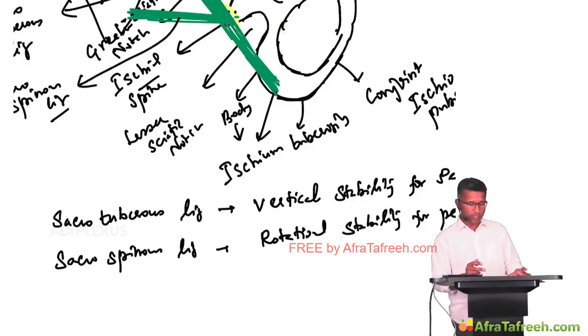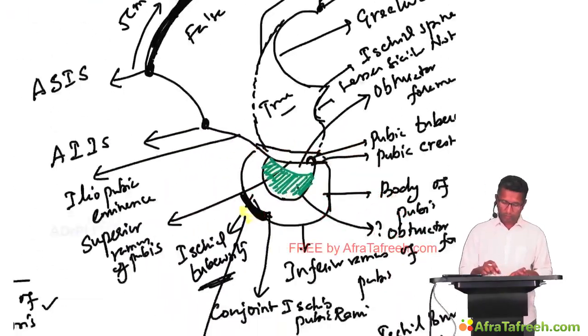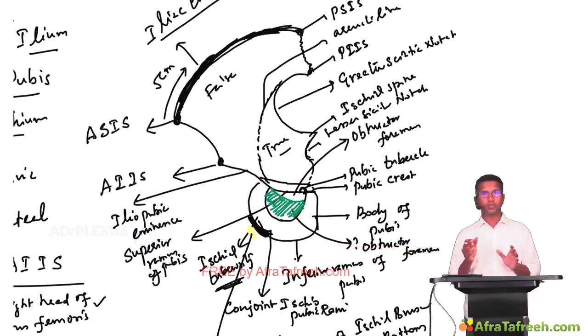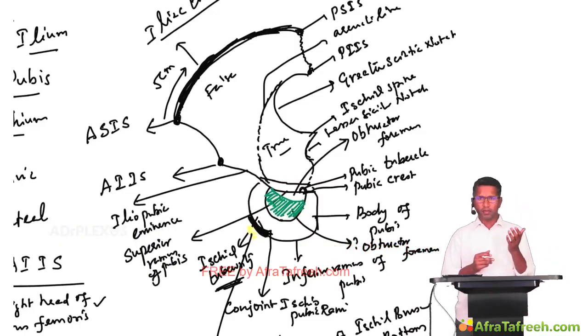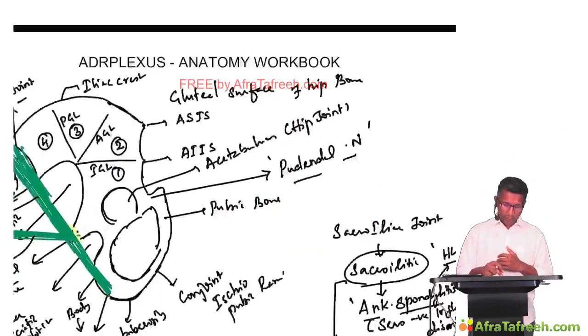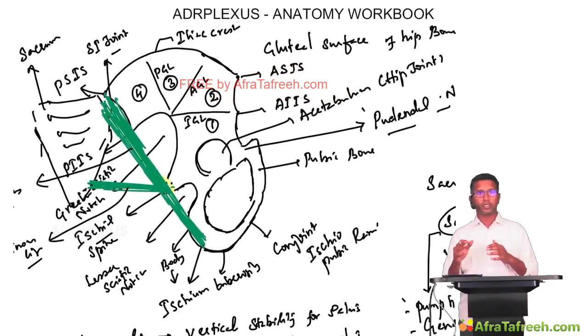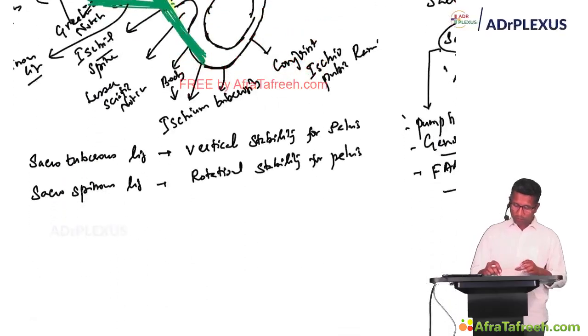So we have seen the parts of the hip bone. We have seen the two surfaces. First we discussed the pelvic surface of the hip bone, and then the gluteal surface of the hip bone. These are all the important things to be noted here.